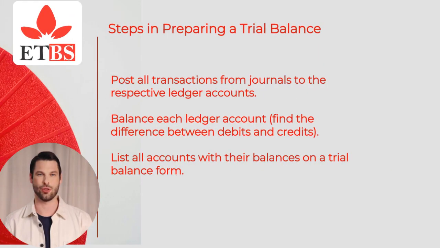Steps in preparing a trial balance. Post all transactions from journals to the respective ledger accounts. Balance each ledger account. Find the difference between debits and credits. List all accounts with their balances on a trial balance form. Separate debit balances from credit balances. Add both columns. They should match.